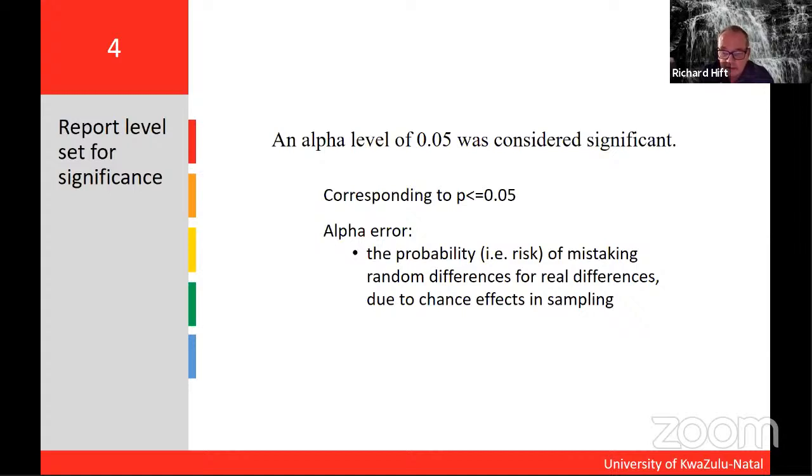Alpha error is the probability, in other words, the risk you as a researcher take that you will mistake random differences in your data, which results from chance effects and sampling, as I've talked about before, for real differences. So if I take two totally unrelated things and measure them often enough, sooner or later, something that looks like a real association between the two will come out. And we set it that we don't want that to happen more often than 1 in 20, 0.05, 5%, and that is our alpha error. So we need to state an alpha level.